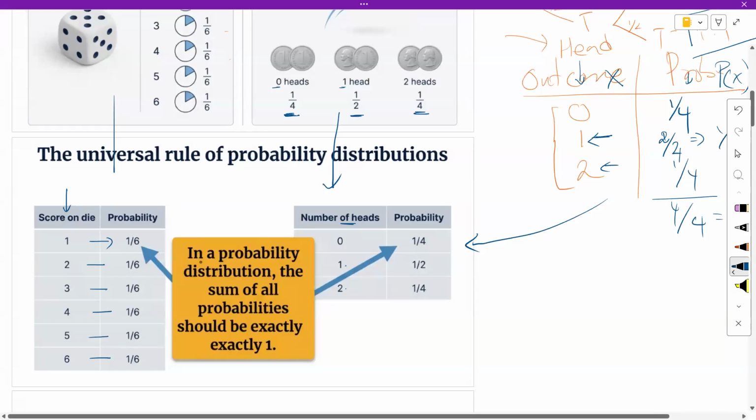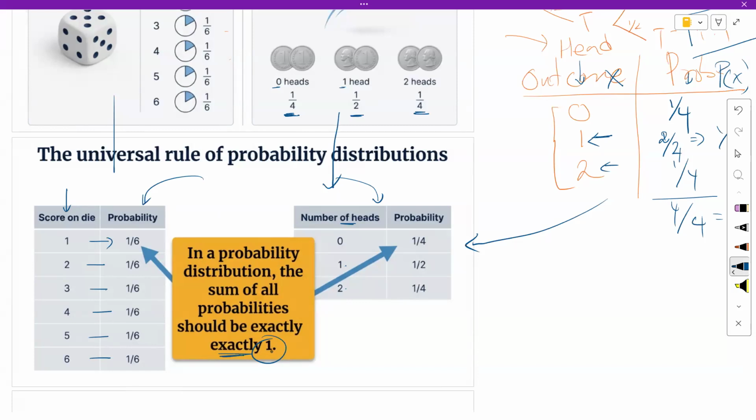When you look at this, this is a probability distribution table. In a probability distribution, the sum of all probabilities should be exactly 1, not less and not higher. Exactly, the total of all probabilities should be equal to 1. This is the universal rule for any probability distribution.